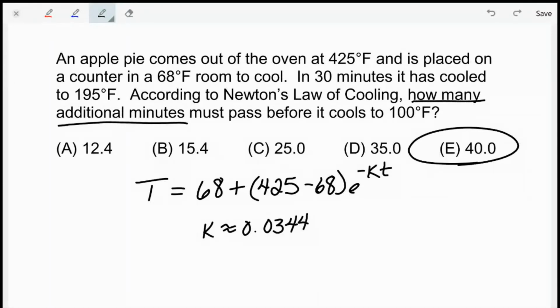0.03445. And then once we have that, we've got our model, and then we just plug in the temperature of 100 and solve for the time. So very, very much like the last one. It's just that I wanted you to see that this is an actual AP test question and that they do expect you to know Newton's law of cooling. So that is something you're going to need to memorize.